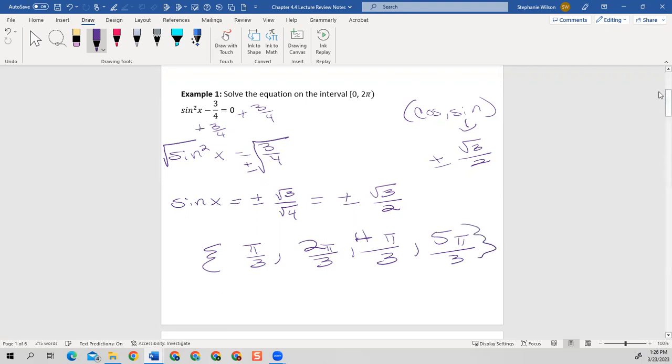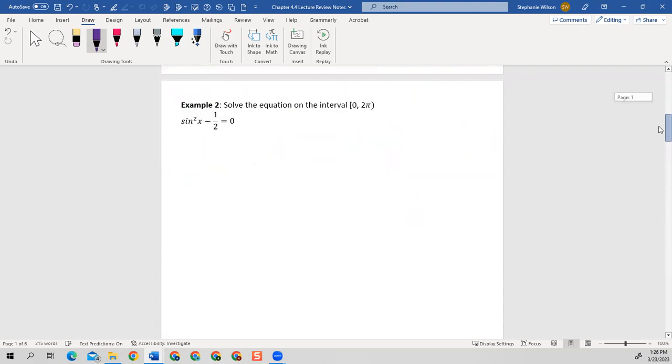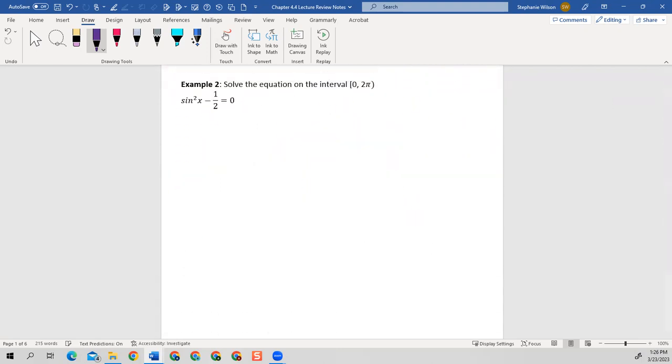Okay, now let's do example 2. Example 2 says solve the following equation on the interval of 0 to 2 pi. So let's add that negative half to both sides. So now I have sine squared x is equal to 1/2. Let's take the square root of both sides. So we get a plus or minus because it's the even root.